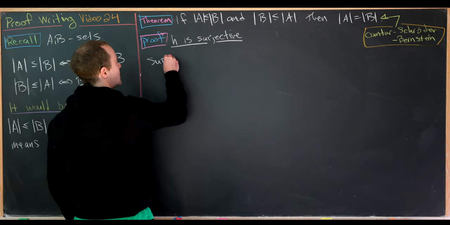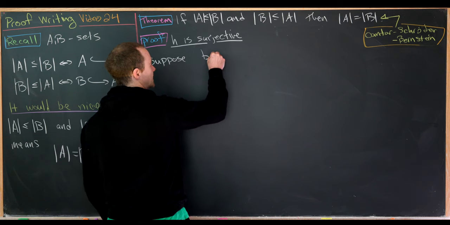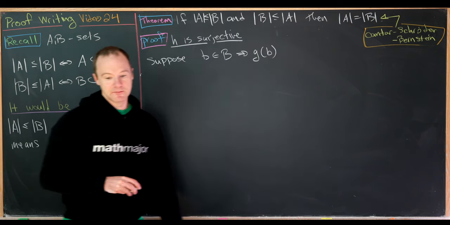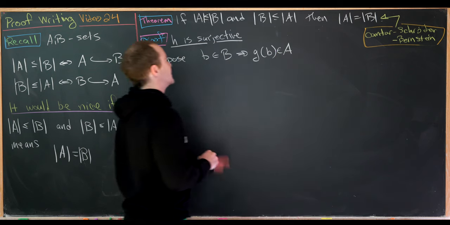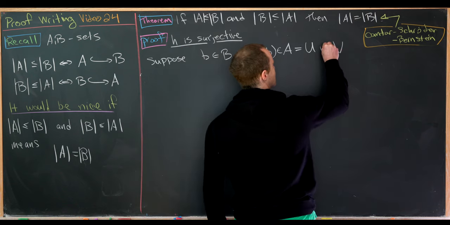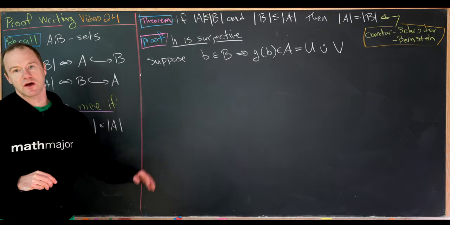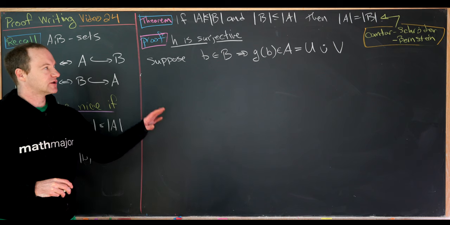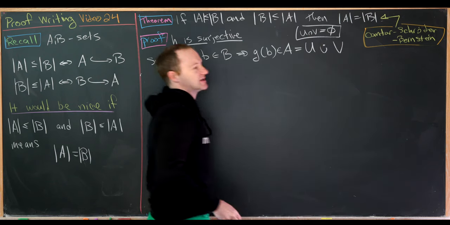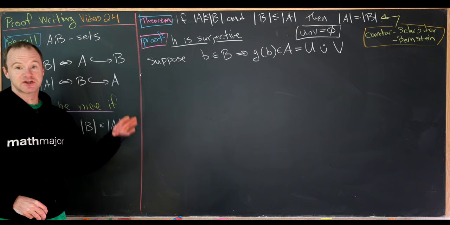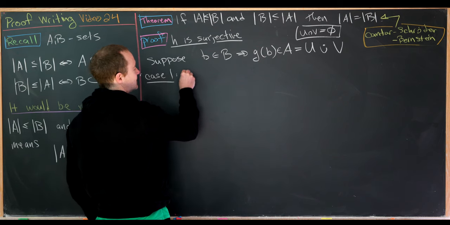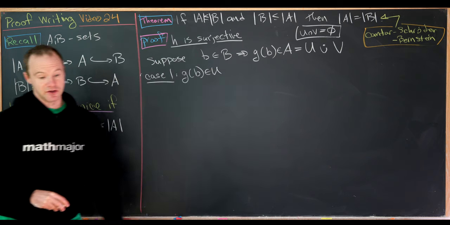Okay, so let's suppose we have something from the codomain. I'll call it little b. So like I said, that comes from capital B. But notice that means that G of little b must be inside of A, given the fact that G goes from B to A. But then let's recall that A is the disjoint union of U and V. So I'll put a little dot right there to indicate that we have a disjoint union. That little dot sometimes means that U intersect V is the empty set. Again, a disjoint union. But the fact that we have a disjoint union there allows us to break ourselves into two cases. So the first case is what happens if G of B is inside of U.